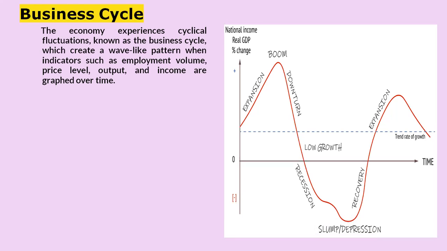The economy experiences cyclical fluctuations known as the business cycle, which create a wave-like pattern when indicators such as employment, volume, price level, output, and income are graphed over time.